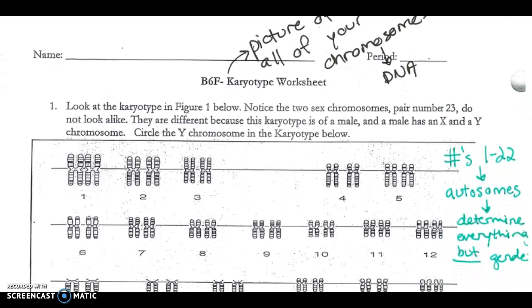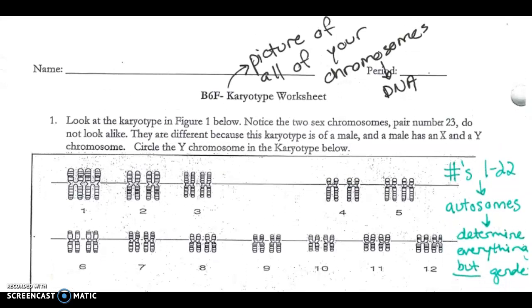What they do is they take a cell, usually one that's dividing at metaphase, maybe prophase or metaphase, because it's easier to organize. They'll take those chromosomes out and make a picture of the chromosomes all scattered around, and then they'll arrange them according to size. Karyotypes usually go from the larger, chromosome number 1, to the smallest.